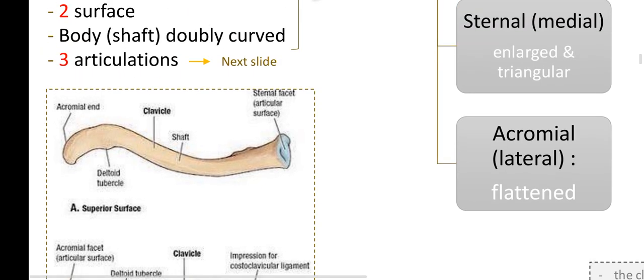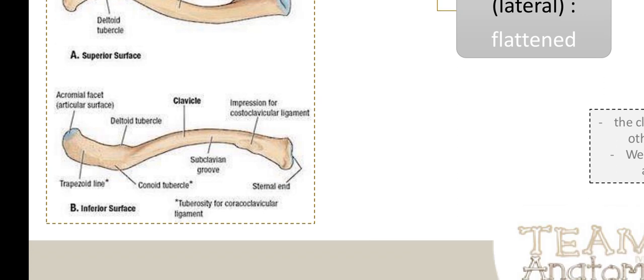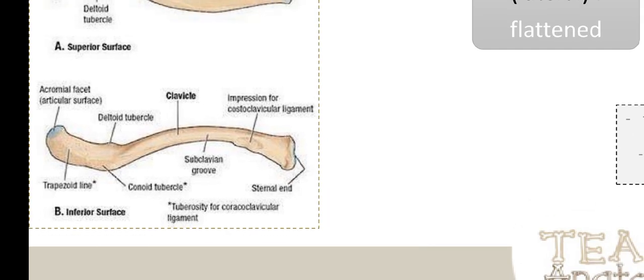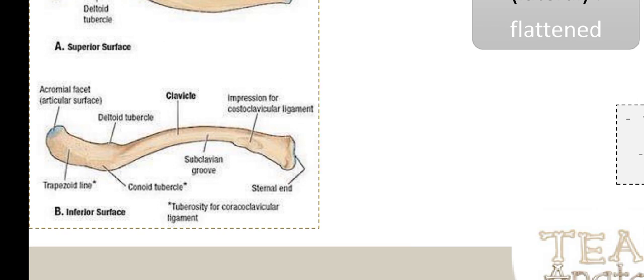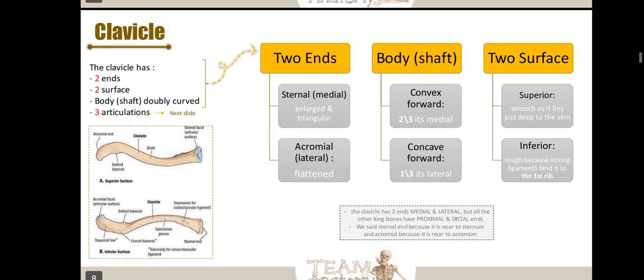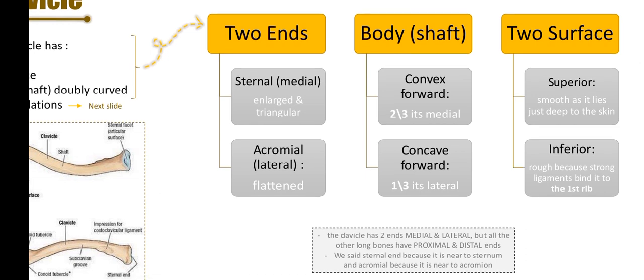Okay? It has three articulations. You could see the acromial facet for articulating with the acromial process of the scapula. You have the sternal end for articulation with the sternum. And you have the deltoid tuberosity, that's the attachment of the deltoid muscle, the impression for the costoclavicular ligament, the conoid tubercle, and the trapezoid line, right? So you see, these are just some unique features of the clavicle. Two ends, the sternal end and the acromial end, okay?